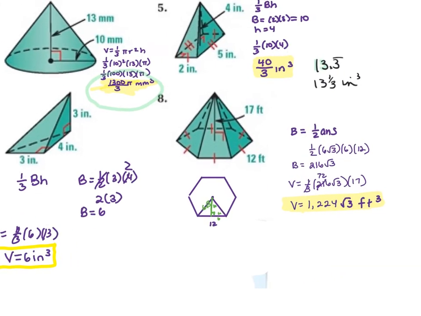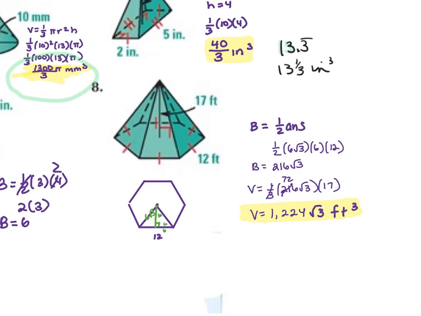Number 8. It's a hexagonal pyramid. So here, I pulled the hexagon out of the bottom, and then had to do the formula for area of the base as 1/2 apothem times number of sides times side length. Remember, you would find the central angle and then turn it into a special right triangle. So left in simplest radical form would be 1,224 radical 3 feet cubed.